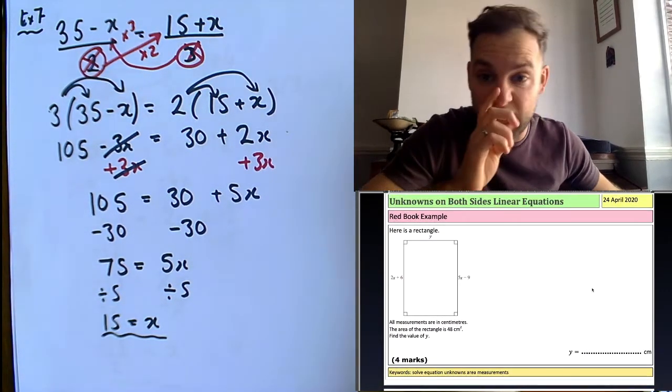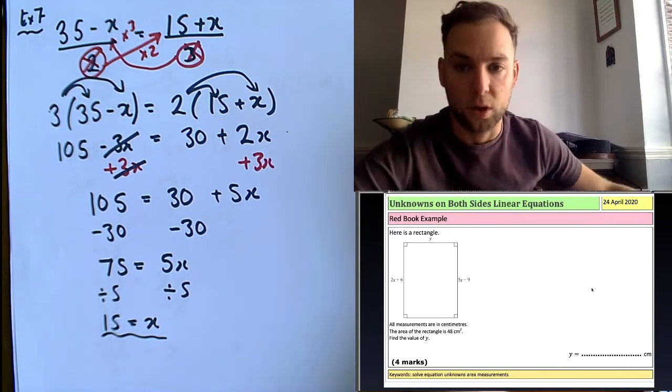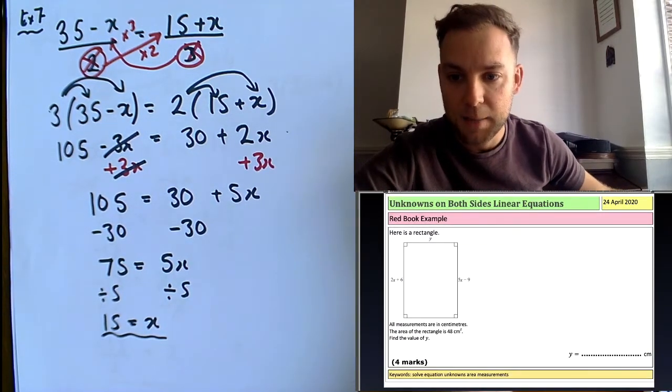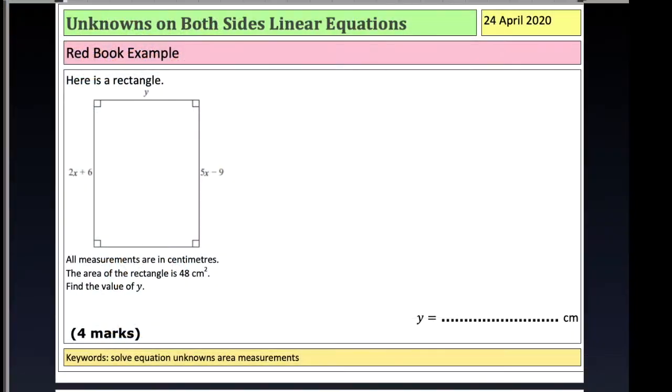Now, this one here is your classic problem solving question. Okay, let's make it bigger. You definitely need to get this one down in your notes because this is the one that people always struggle with. So here is a rectangle. We've got the top, which is equal to y. We've got all measurements are in centimetres and the area is equal to 48. Find the value of y. This one here is example 8. It's the last example we're going to do.